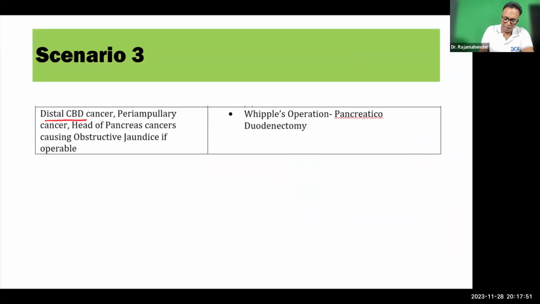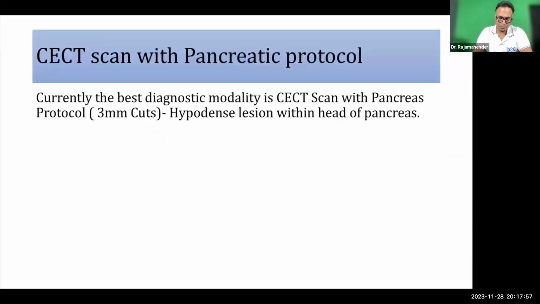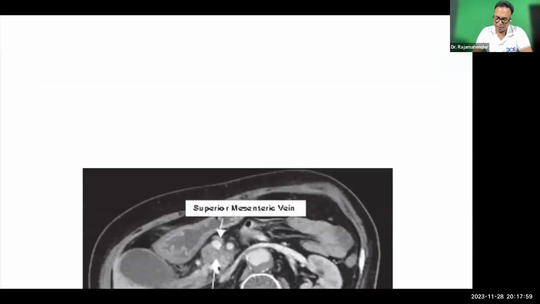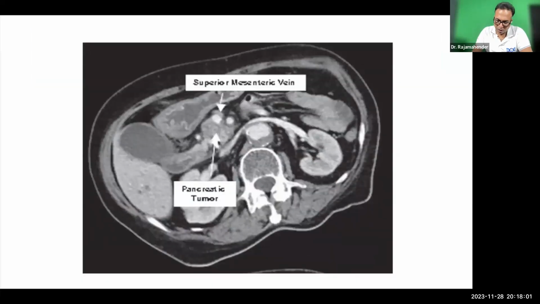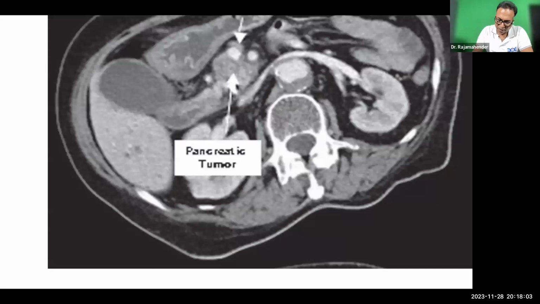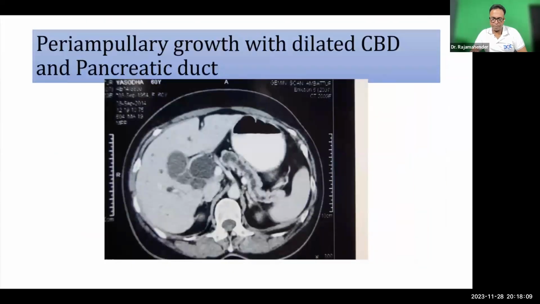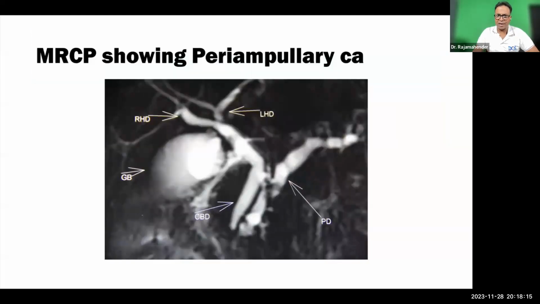Scenario 3, distal bile duct, periampullary, head of pancreas cancers. I told you the operation is Whipple's. So don't forget the CECT protocol. You can see on the CT scan a cancer just infiltrating or touching the superior mesenteric vein. This is a periampullary growth with a dilated bile duct, all seen on a CT scan, a classical image.